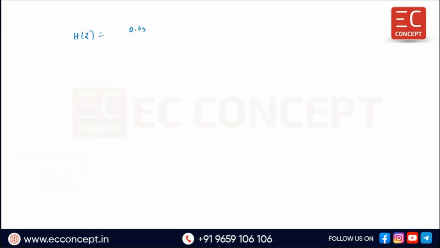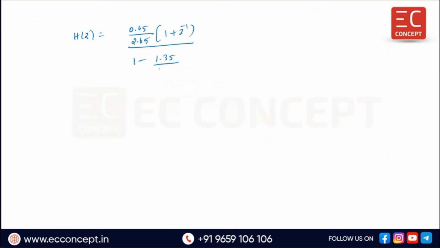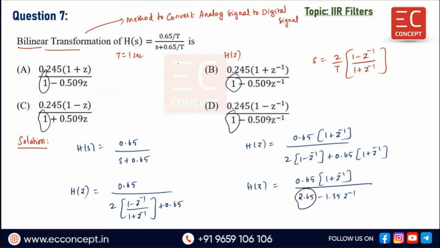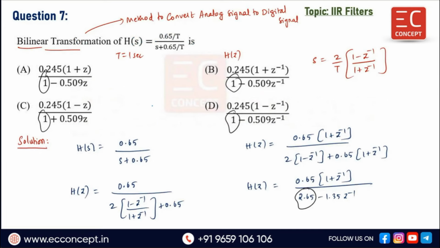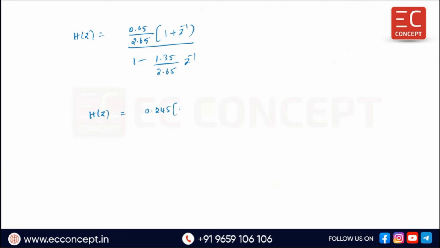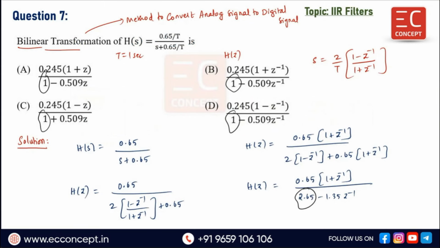already 0.65 is there, and taking 2.65 out, we get (1 plus z inverse) upon (1 minus 1.35 upon 2.65 into z inverse). If you simplify this, H of z will be 0.245 (1 plus z inverse) upon (1 minus 0.509 z inverse). Checking which option satisfies this, option B is satisfying. So option B is the correct answer.